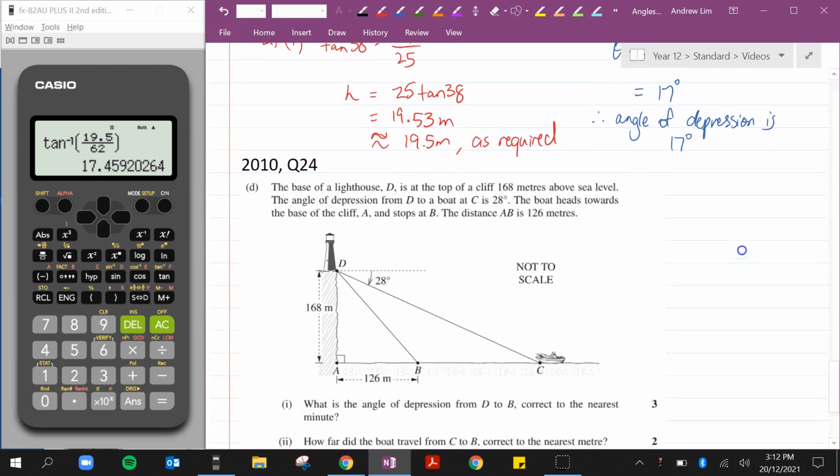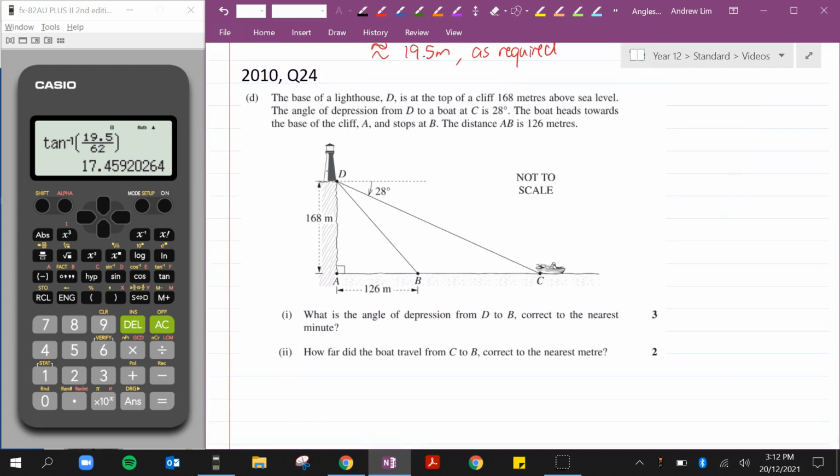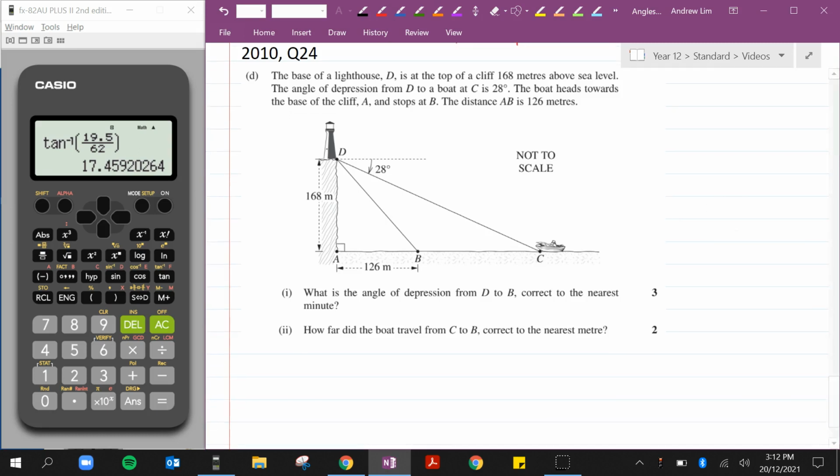Alrighty. This is the last one for today. Question 24 of the 2010 paper. Part D. The base of a lighthouse, D, is at the top of a cliff 168 meters above sea level. The angle of depression from D to a boat at C is 28 degrees. The boat heads towards the base of cliff A and stops at B. The distance AB is 126 meters. Alright. Part 1. What is the angle of depression from D to B?